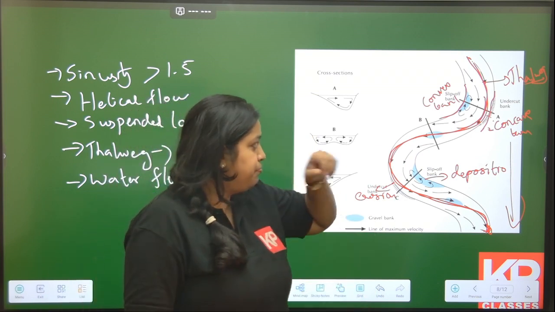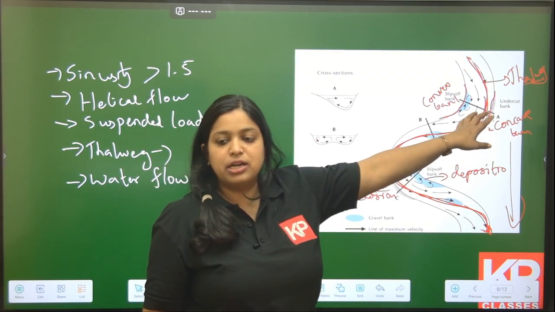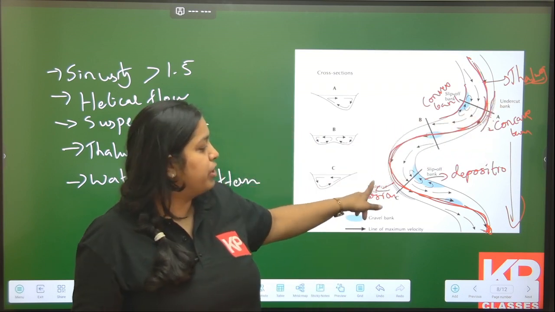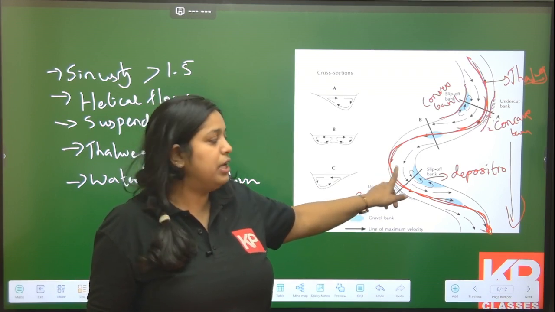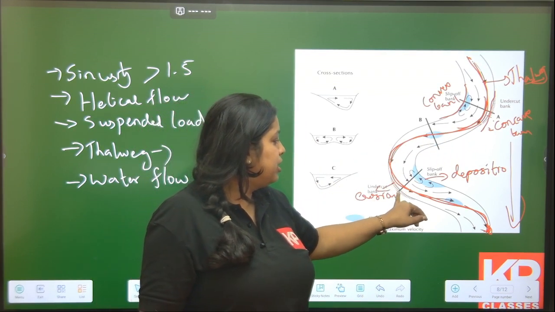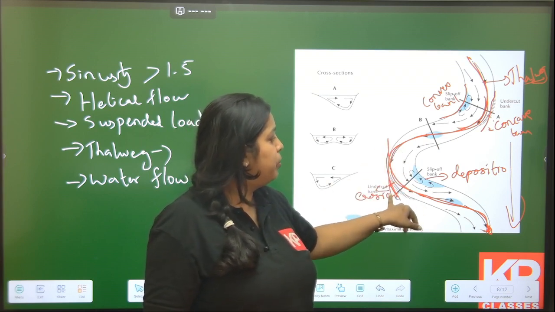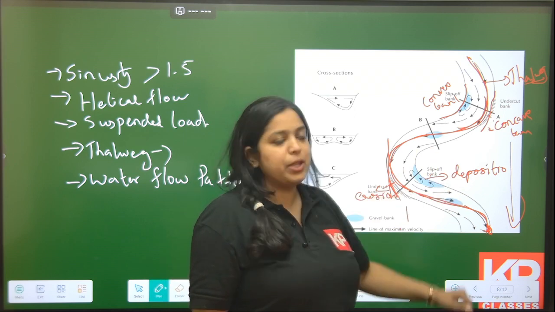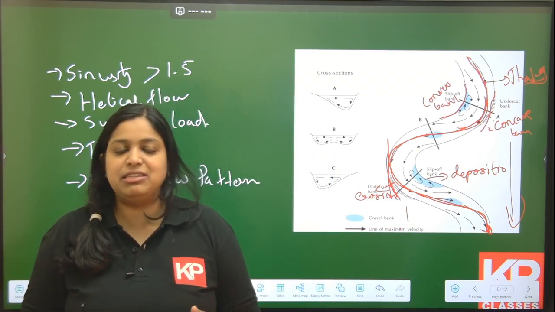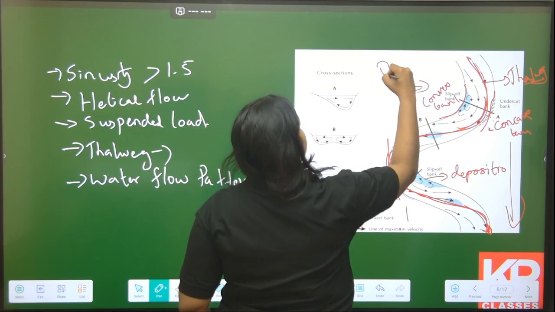Now from this concave bank, the water currents will be directed to the next concave bank on the other side. Here again, all along the concave bank, erosion will be more. In the convex side, deposition will be happening. Now, this deposition that takes place in the convex bank is what causes formation of point bars.